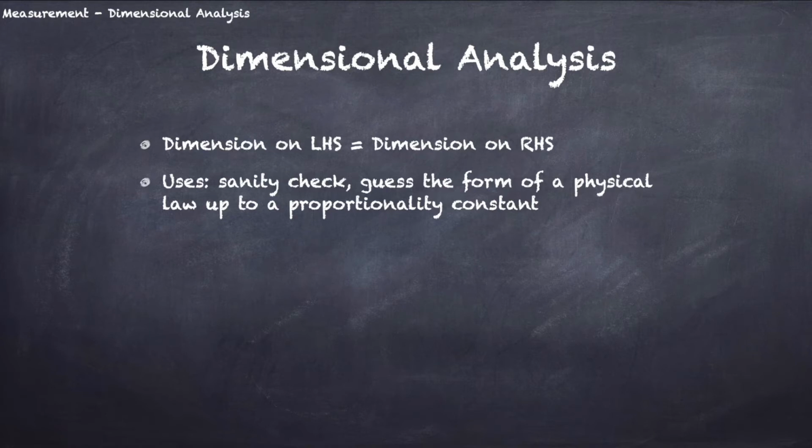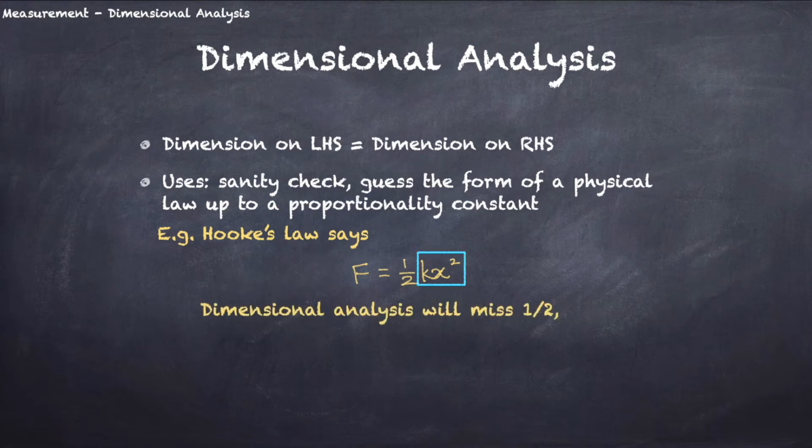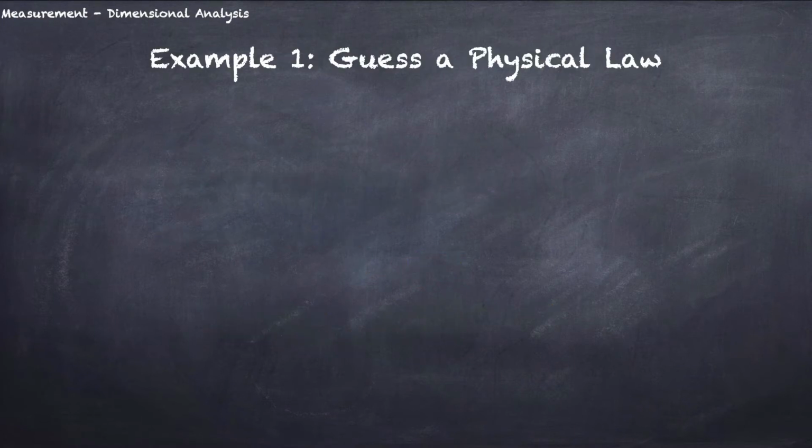For example, Hooke's law says that the elastic force F is equal to 1/2 kx squared. Using dimensional analysis, you may be able to guess the kx squared parts, but you won't be able to come up with the factor of 1/2 because 1/2 is just a number. A number has no dimension, or is dimensionless. Alright, let's guess a physical law using dimensional analysis.